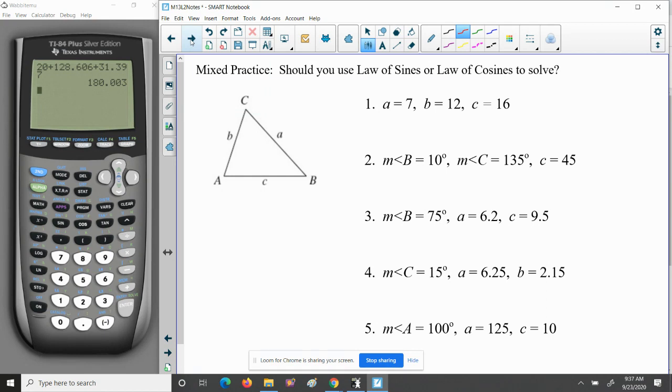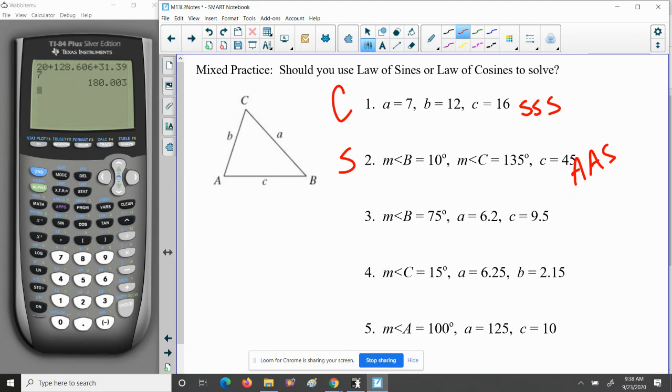All right, hopefully you have paused this and taken a minute to try to decide what you would use. For the first one, notice that we have 3 side measures given to us. This is side, side, side. So of course we are going to use law of cosines. For the second one, we have 2 angles and a side. We have angle B, angle C, and side C. So that would be angle, angle, side. So that is law of sines. Anytime you have 2 angles and a side, you're going to use law of sines.